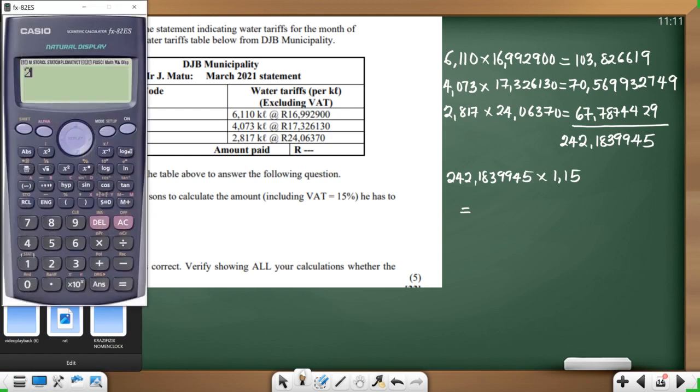What do we have? 242,183. On your own calculator, you can simply use the answer button. 1839945 times 1,15. Check. 278,5115. I can now round off. 51. Because the number after the 1 is a 1. Remember, okay, let me write this down. I need to explain how to round off correctly. 278,511,5937.